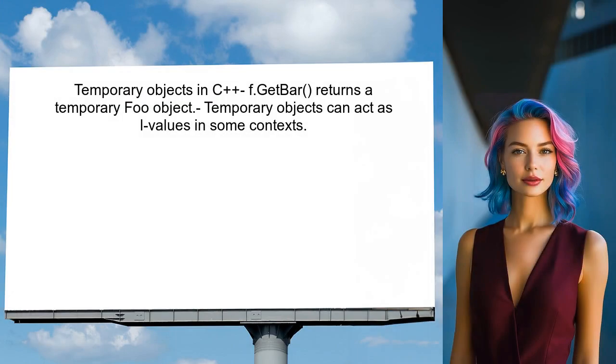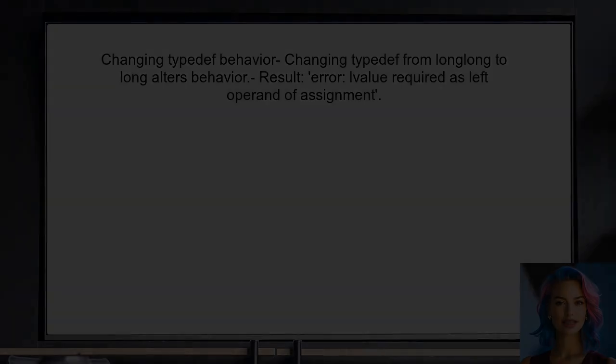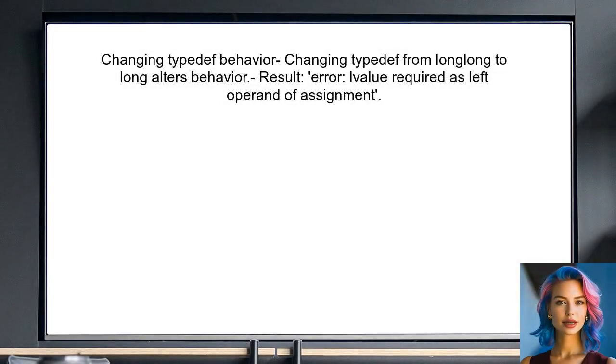When the user calls f.getBar, it returns a temporary object. In C++, temporary objects can be treated as L values in certain contexts, which is why the assignment to M2 does not produce an error. If the user changes the typedef from long to long, the behavior changes because long is a fundamental type, and the temporary object cannot be assigned to directly, resulting in the expected error.